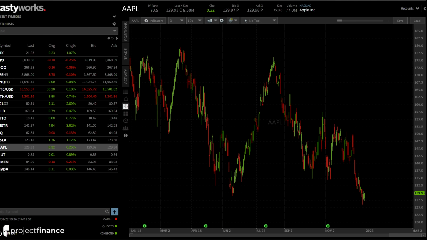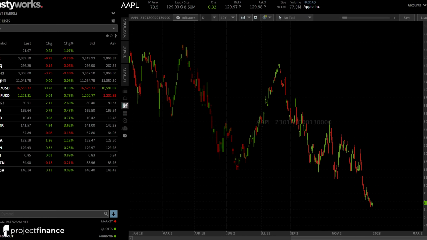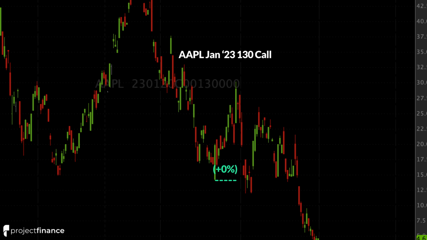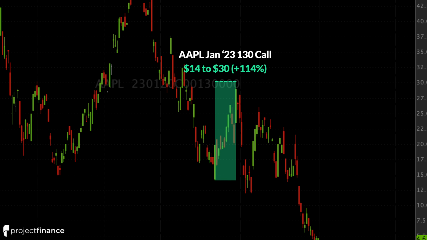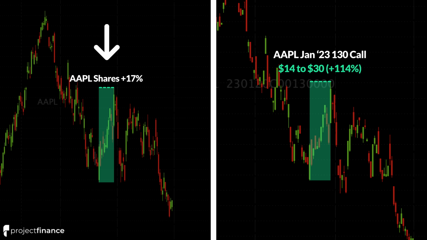So to look at a real example of recent stock price and call option history, we can look at Apple's stock price in the end of 2022. During this highlighted period, the Apple shares went from around $135 up to $158, or an increase of 17%. The Apple 130 call option expiring in January of 2023 went from $14 to $30, or an increase of 114% over the same exact time period. So Apple shares went up 17%, but this January 130 call on Apple went up 114%.